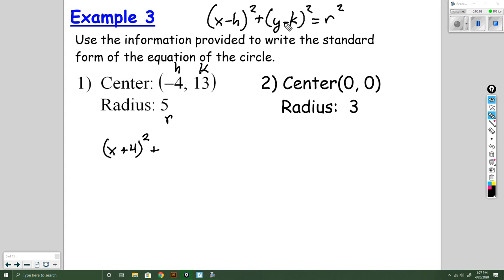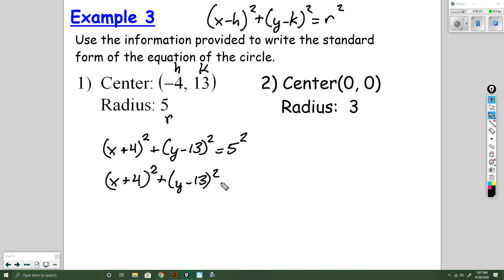All right, and then we have y minus k, so that's the quantity y minus 13 squared equals r squared. Since r is 5, we can square that. If we square 5, we get 25. So this equation reads the quantity x plus 4 squared plus y minus 13 squared equals 25.